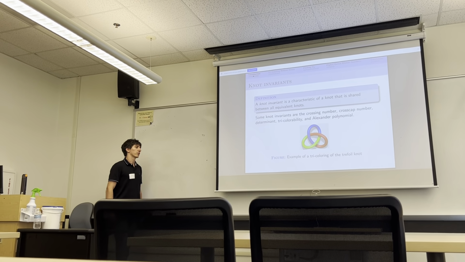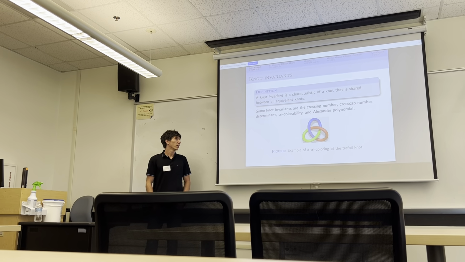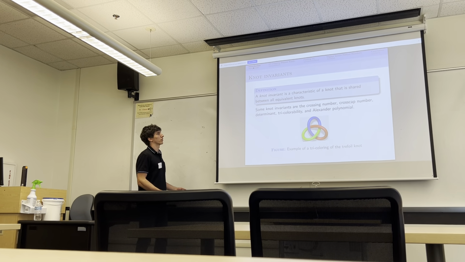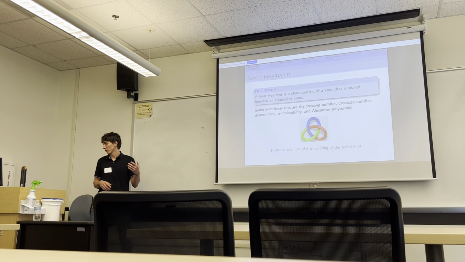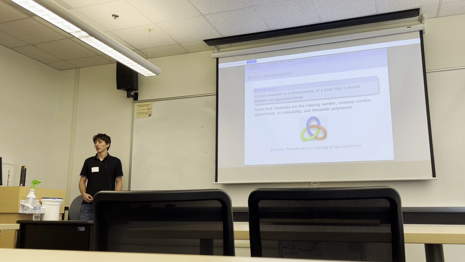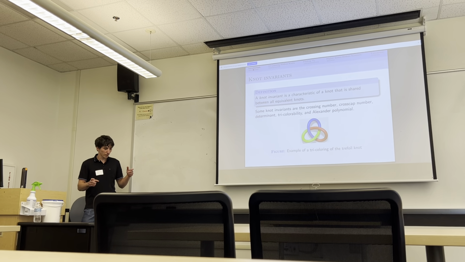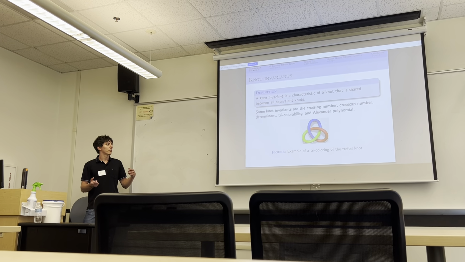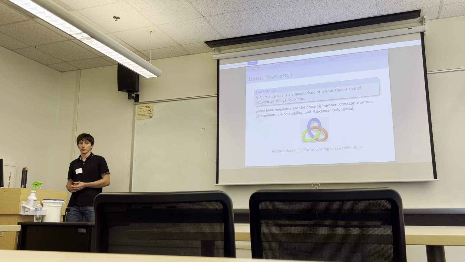An important area of study in knot theory is knot invariants, which help us distinguish between 2 knots. Some examples of these are the crossing number, the cross-cap number, determinant, tricolorability, and the Alexander polynomial. Knot invariants are just characteristics of knots that are shared between all equivalent knots. So whenever 2 knots have different characteristics of a certain knot invariant, then they must be different knots. An example of this is a tricoloring of the trefoil knot right here.